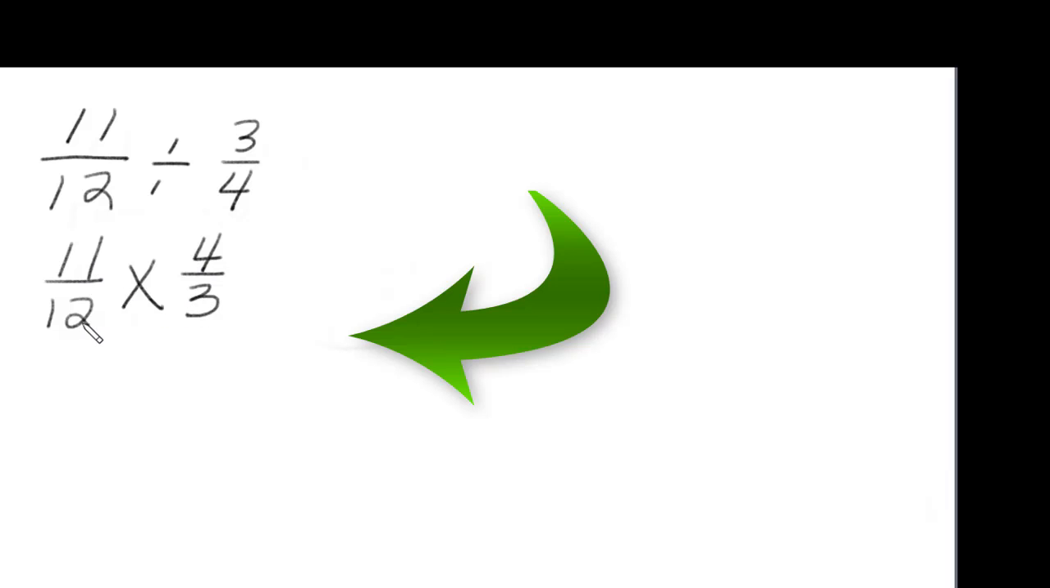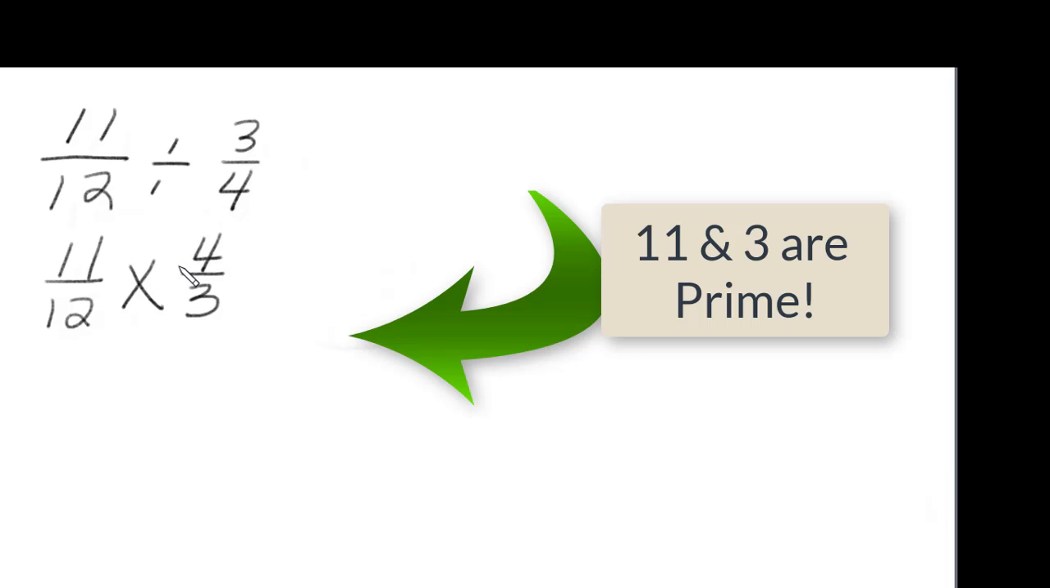Before we solve it, let's look at this and see if we can make it easier to handle. We want smaller numbers. So before we start to multiply, let's see if we can cancel anything. 11 and 3, I don't see any common factors here. How about 4 and 12? Yes, we can cancel. 4 goes into 4 once. 4 goes into 12 3 times.